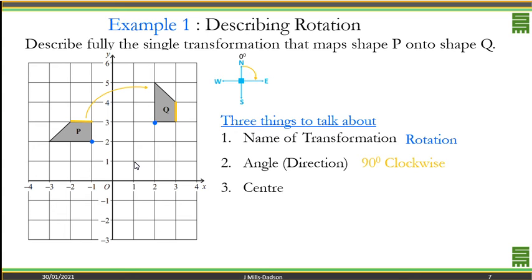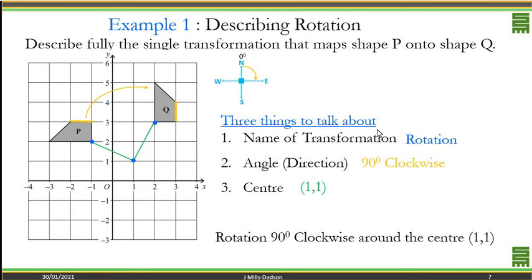So you need to understand something. A bit of trial and improvement, you see. That makes a perfect corner, 90 degrees. And this line, the length is the same as that. The length should be the same. So you know your center is what? 1, 1. You know it's a rotation. You know the angle and direction, 90 degrees clockwise. Put this in sentence form. Rotation 90 degrees clockwise around the center 1, 1.